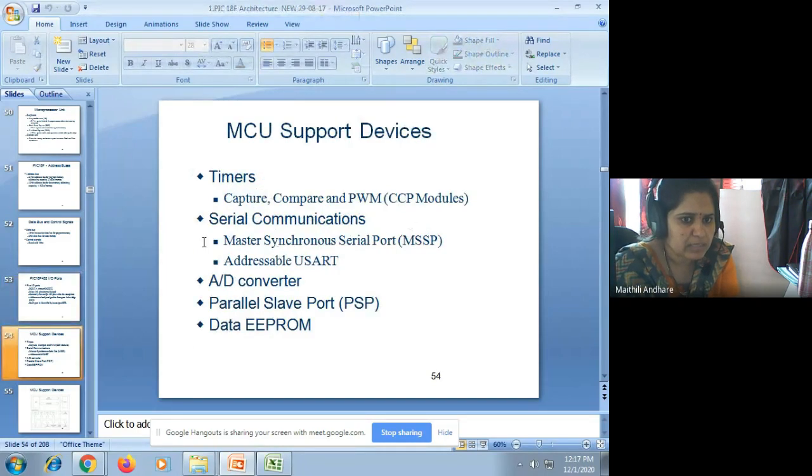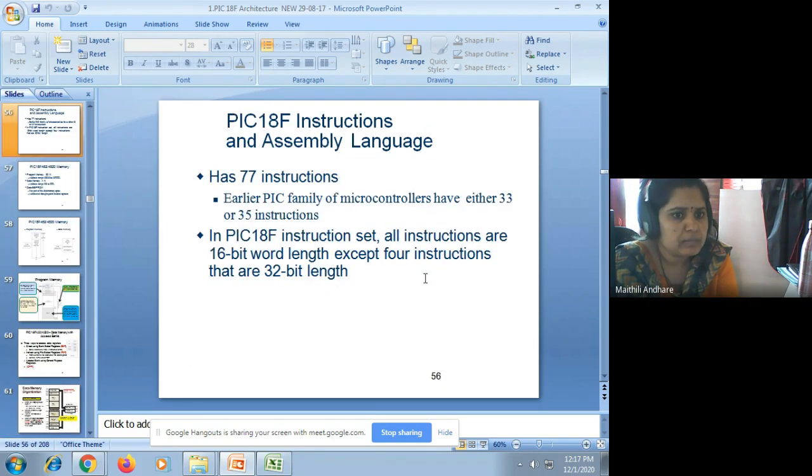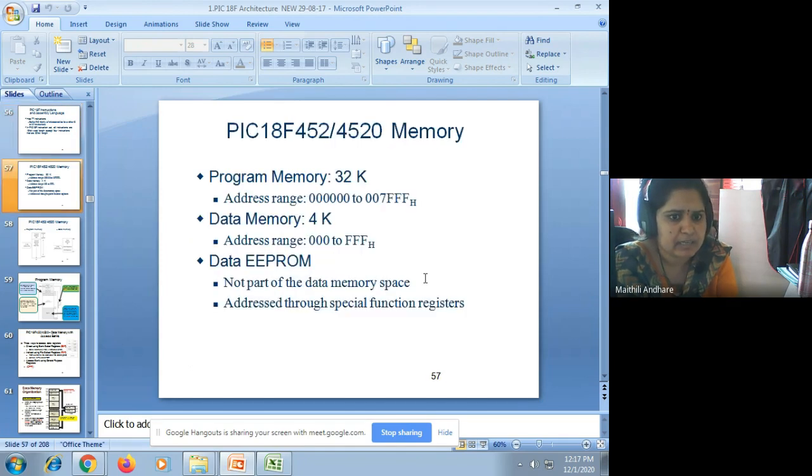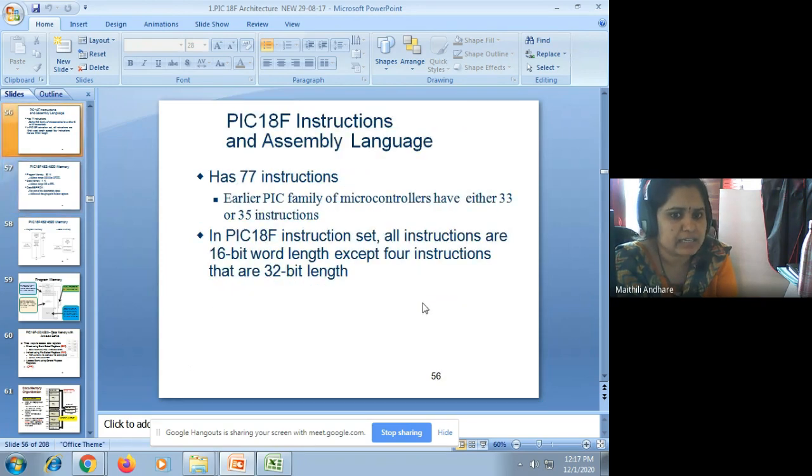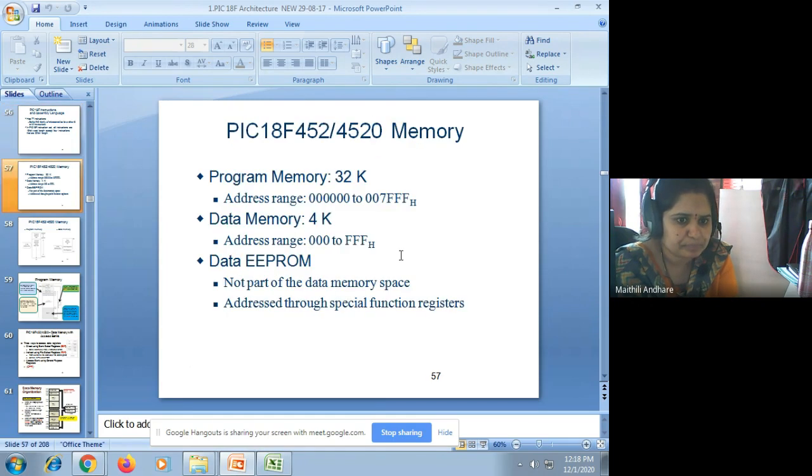Timers are there, serial communication, USARTs are there, A to D converter is there, parallel slave port is available, and data EEPROM is available. That we have seen in the features. Then there are almost 77 instructions. Why? Because it is a RISC architecture, so the number of instructions is reduced. CISC and RISC, we have seen the difference between them.